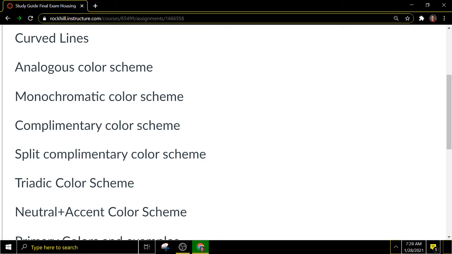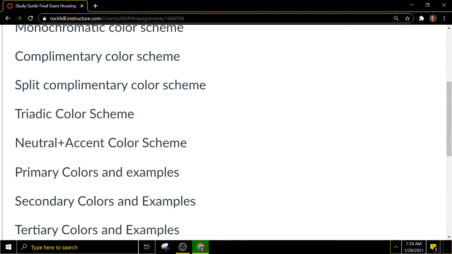Next, we have complementary color schemes, which is a color and the exact opposite of that color on the color wheel. Then we have split complementary, which is the color along with the opposite color, except instead of the exact opposite, it is the colors that are adjacent to that opposite on the color wheel. And next we have a triadic color scheme, in which all the colors are equally spaced from each other on the color wheel.